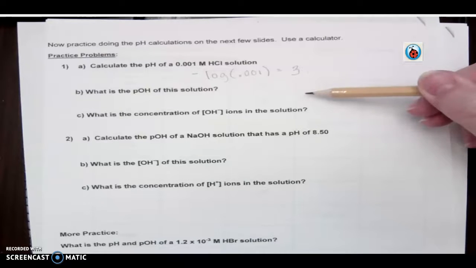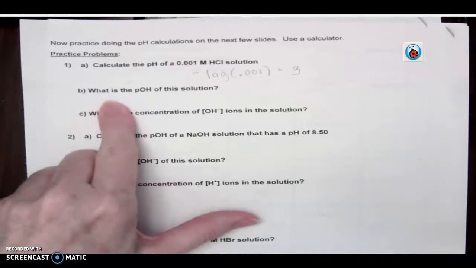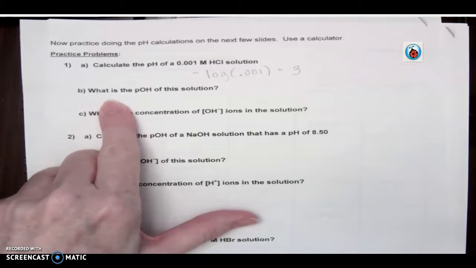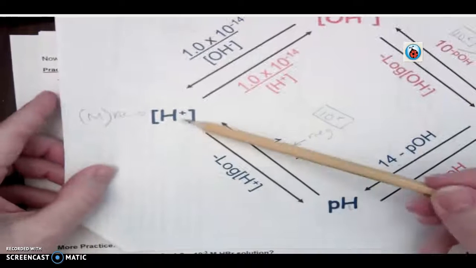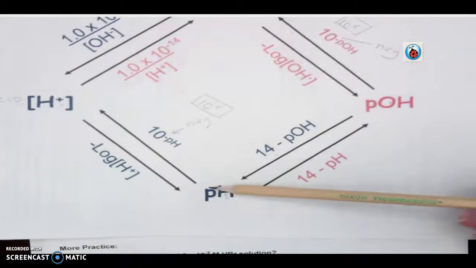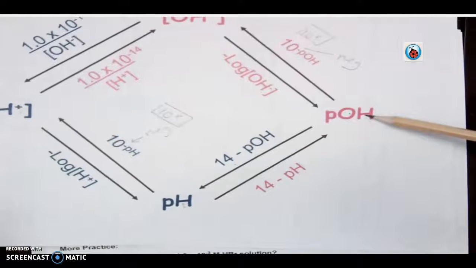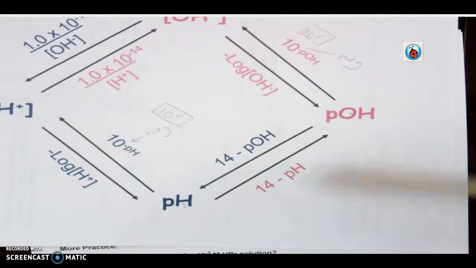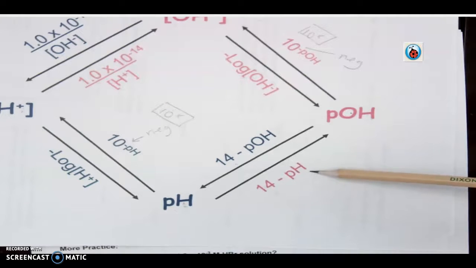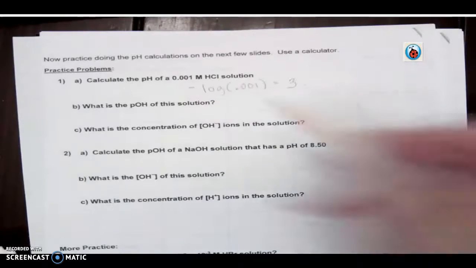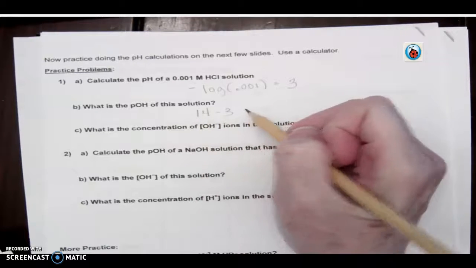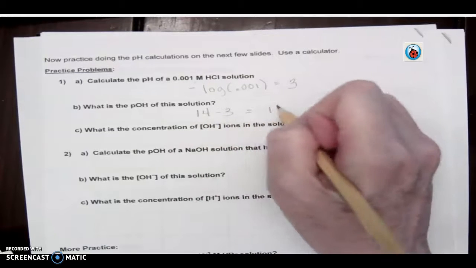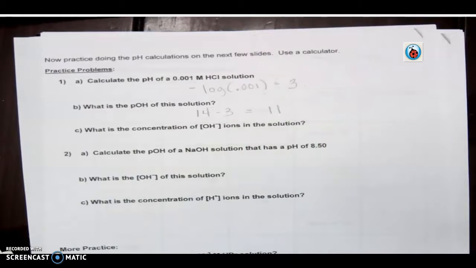All right, using our same chart, we're going to find the pOH. What is the pOH of this solution? So here's what we know so far. We know the hydrogen concentration, we know the pH, and we want to know the pOH. So following the arrow, it says take 14 and subtract the pH. So that's exactly what we're going to do. 14 minus 3 equals 11. So that is the pOH of the solution.